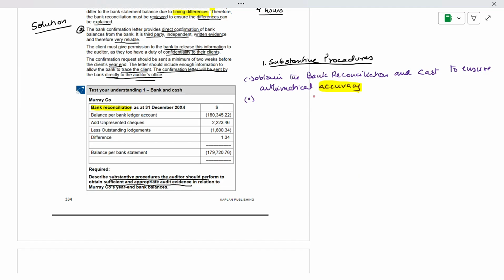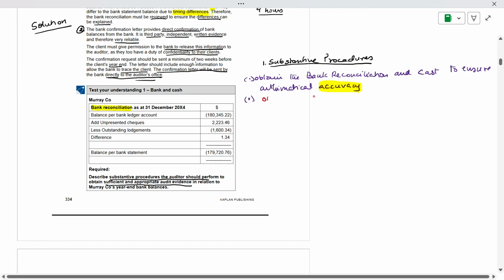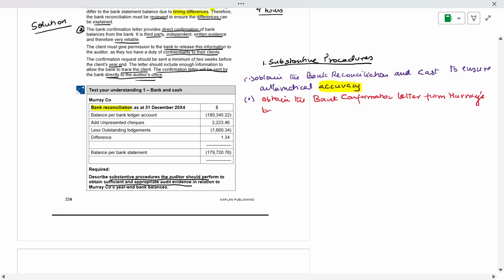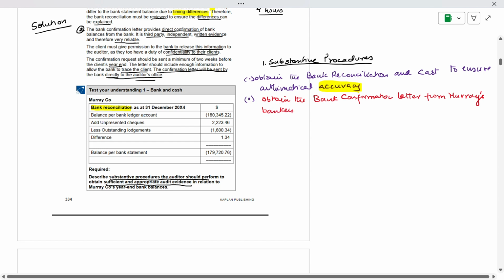We have done the bank reconciliation. Next, what will you do? A little bit tough. Once you have done that, you will obtain the bank confirmation letter. From whom? From the bankers. From which bankers? From Murray's bankers. Why are we getting it from Murray's bankers? We want to confirm something. What do we want to confirm?